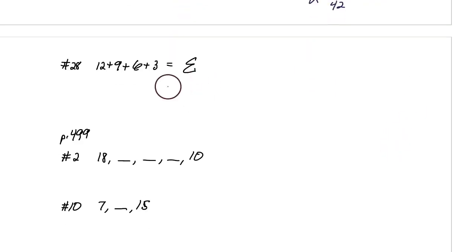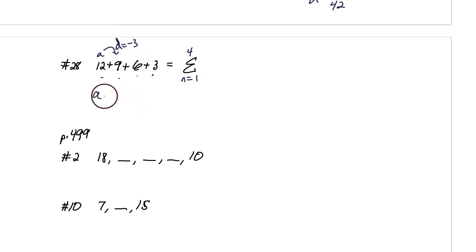Number 28, we have a series of 4 numbers added together and we're asked to write it in sigma notation. So you make the sigma symbol and then on the bottom say n equals 1 and on the top say 4 because there are 4 terms. Now on the side we're going to put the general formula. So this is an arithmetic sequence. A is 12, and then looking term to term, D is -3.